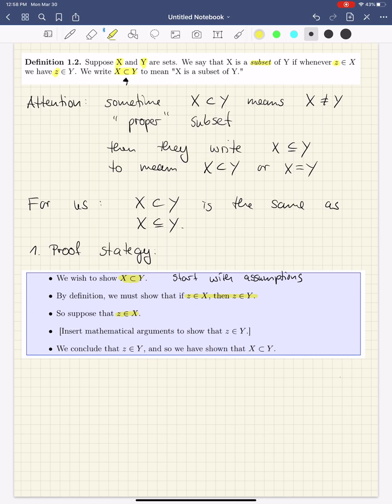And so now we get to the fourth bullet point. And this is the thing that gets tailored to the situation you're in. So here I just wrote "insert mathematical arguments to show that now z is in Y." This depends on the specific situation you're in. And then you always want to conclude with the statement.